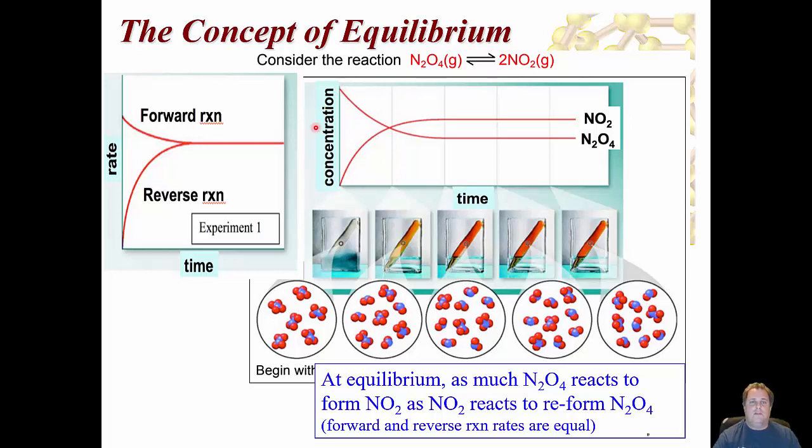So notice the two different graphs. This is concentration over time. The concentrations do not have to be equal. In fact, they typically will not be equal. They could be, but almost never are. Whereas in the rate versus time, the rates are always going to come to be equal at equilibrium. That is our definition, when the forward and reverse reaction rates are equal, which also leads to the concentrations not changing over time.